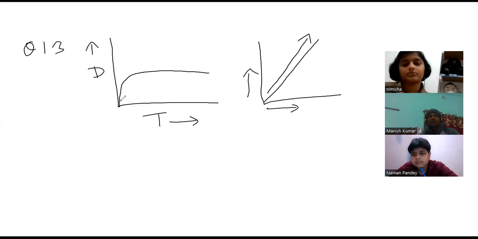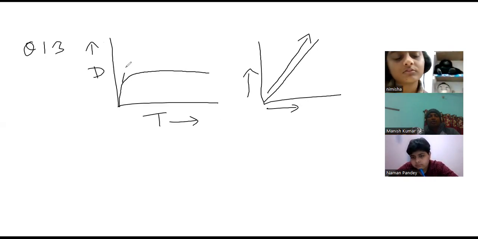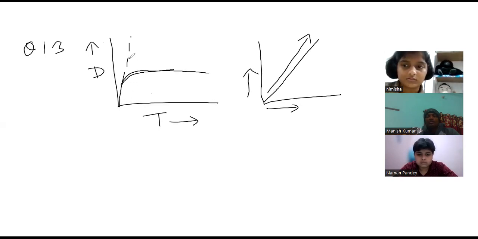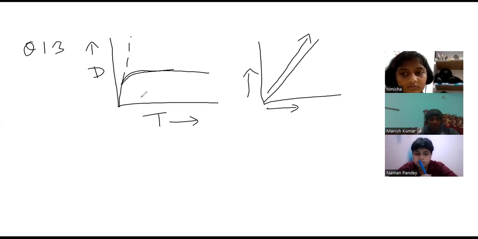But here the case is different. Here it is not going in this way. It is not linear. It is just tending to slow down, isn't it? So the distance is not increasing as per the time. Distance is increasing less in comparison to time. If time is more and distance traveled is getting lesser, that means you are slowing your speed. Doesn't it mean that?